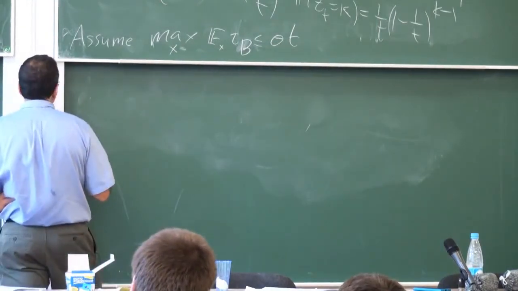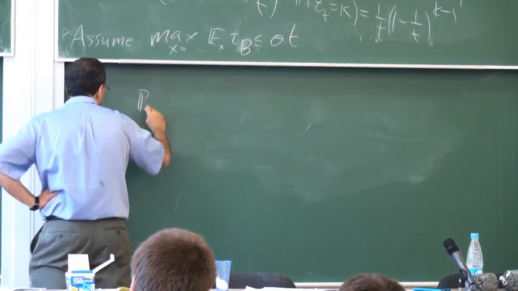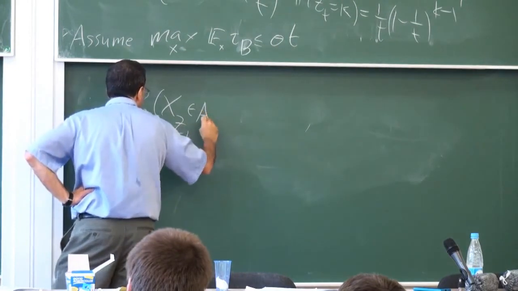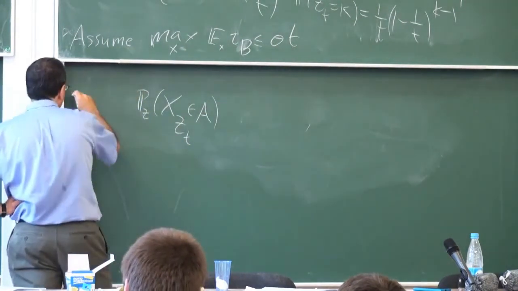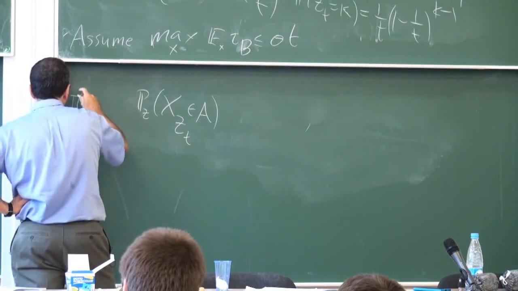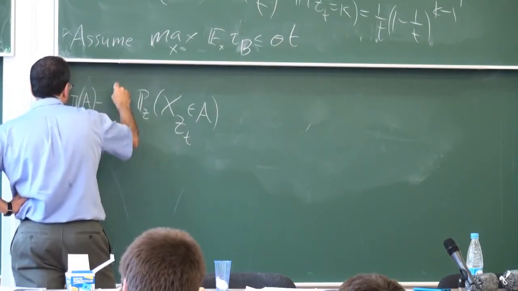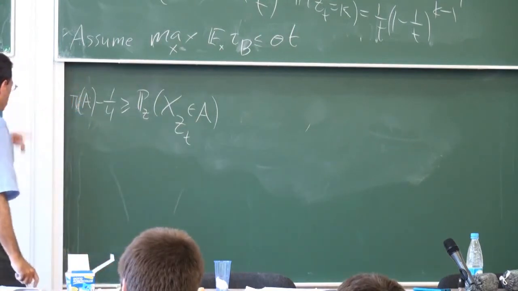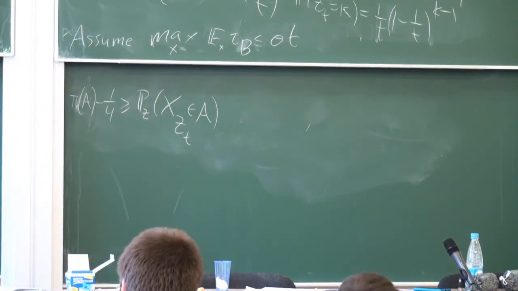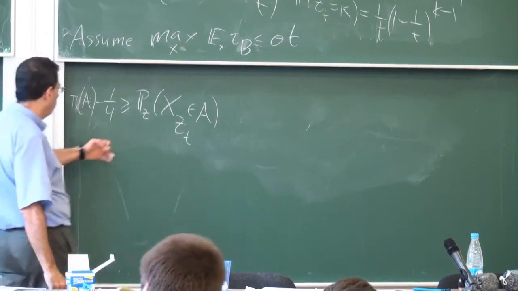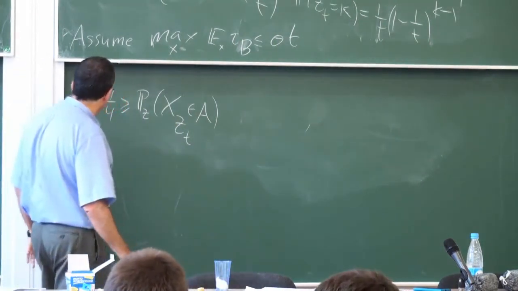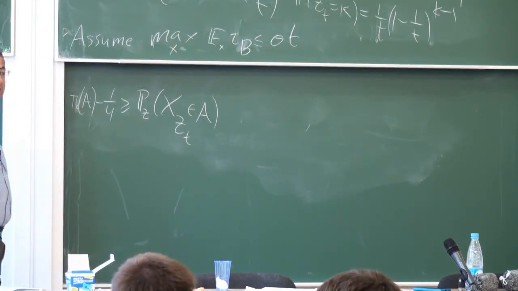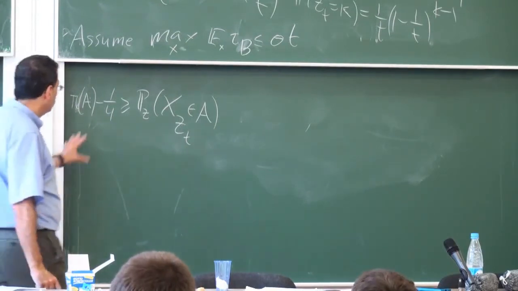Okay, now what do we know? We know that starting from the special point z, the probability that X_{Z_t} is in A is small. It's smaller than pi of A minus a quarter. That's how the special point z and the time t were chosen. Right, we know this.